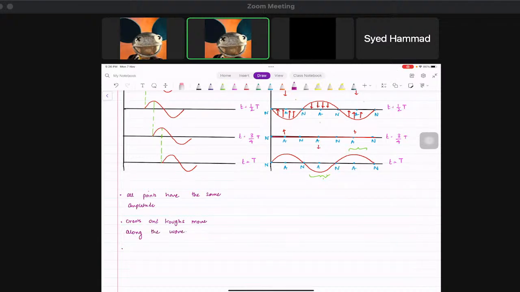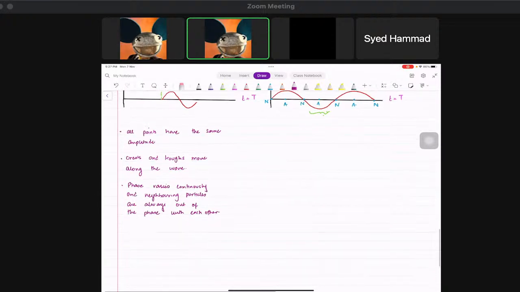Then phase varies continuously, and neighboring particles are always out of phase with each other.